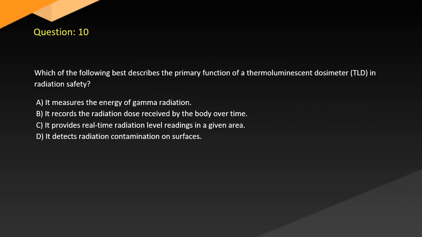Question 10. Which of the following best describes the primary function of the thermoluminescent dosimeter (TLD) in radiation safety? A. It measures the energy of gamma radiation. B. It records the radiation dose received by the body over time. C. It provides real-time radiation level readings in a given area. D. It detects radiation contamination on surfaces.